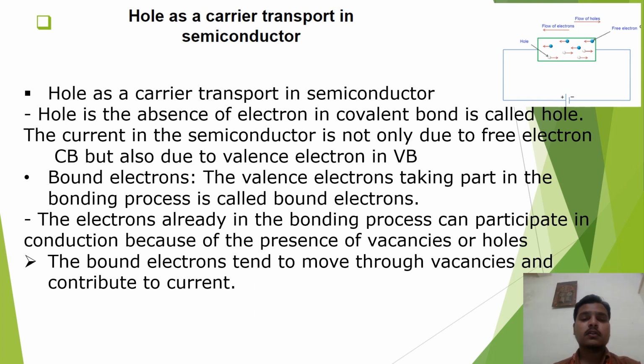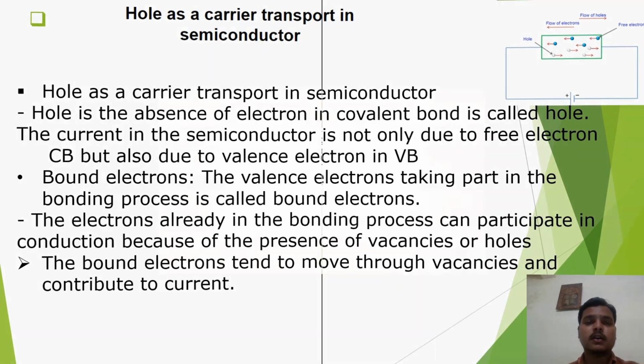Bound electrons. The valence electrons taking part in the bonding process are called bound electrons. The electrons already in the bonding process can participate in conduction because of the presence of vacancies or holes. The bound electrons tend to move through vacancies and contribute to current.